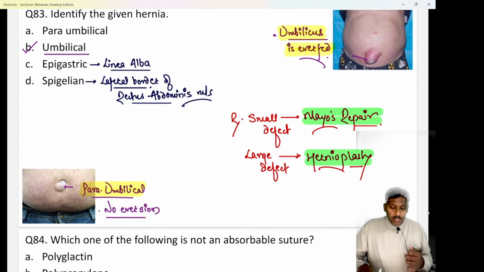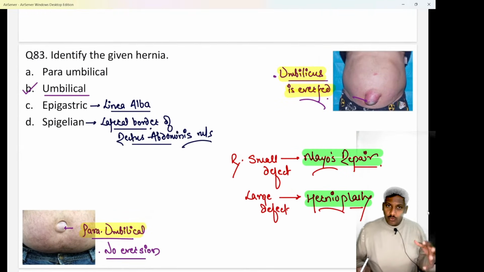Clear? So in a PYQ, they have asked: a 70-year-old patient comes to you with complaints of a swelling arising from the umbilical region, and the defect size was found to be around 12 centimeters. What is the management? It does not matter if the patient is elderly, but if the hernia is symptomatic, if it is causing problems, you can go for a surgery, considering the patient does not have any other diseases or comorbidities. If the patient has no comorbidities, the defect is large, and the patient is symptomatic, you need to go for a surgery.